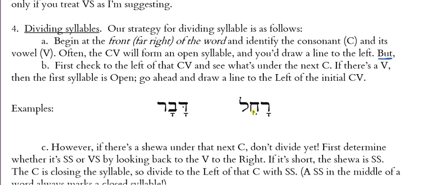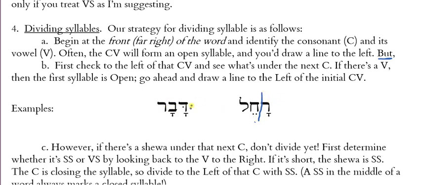If there's a vowel under it, then the first syllable is in fact open. So do I have a vowel here under the chet? Yes, this is a sere. And so I've got a consonant-vowel. The next consonant has its own vowel. Remember, each vowel gets its own consonant in a syllable, so I can go ahead and divide here. Okay? So if there's a vowel under the next consonant, then the first syllable is open. Go ahead and draw a line to the left of the initial consonant-vowel. So that's what we've done here.